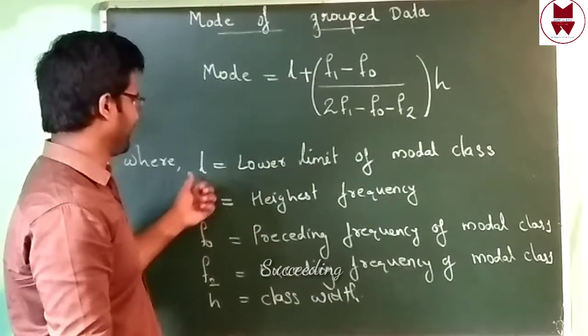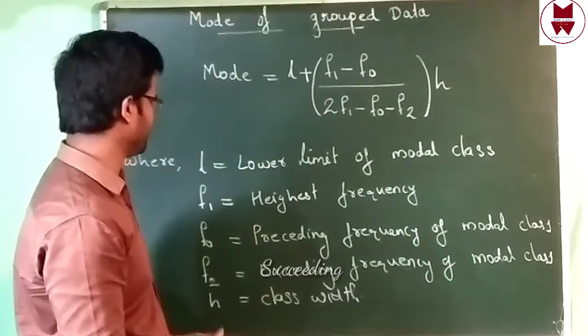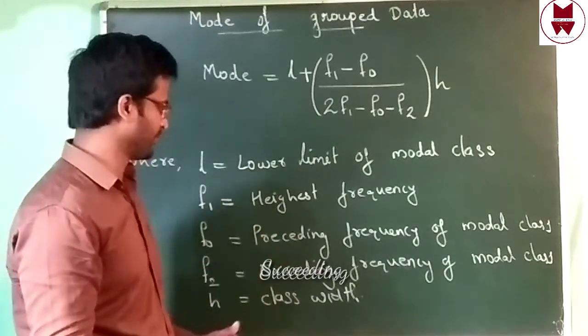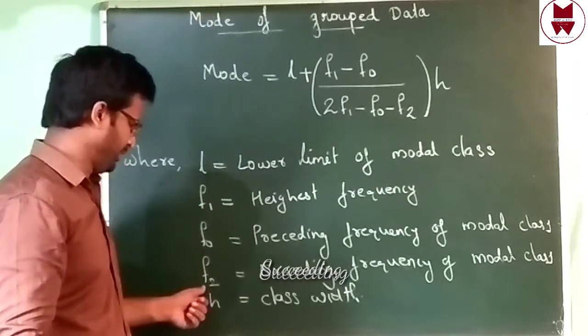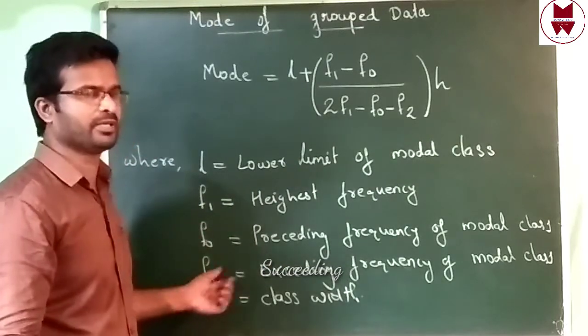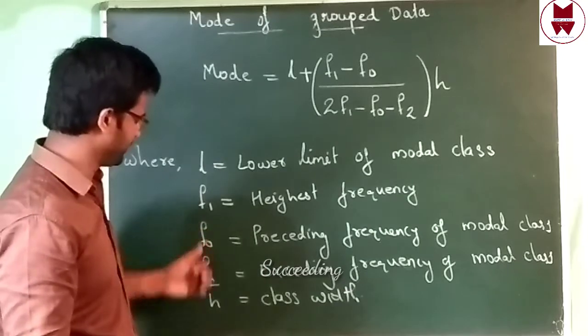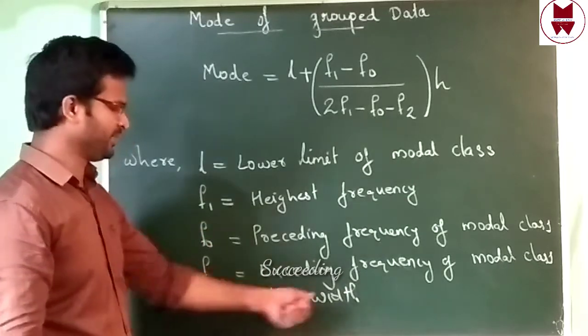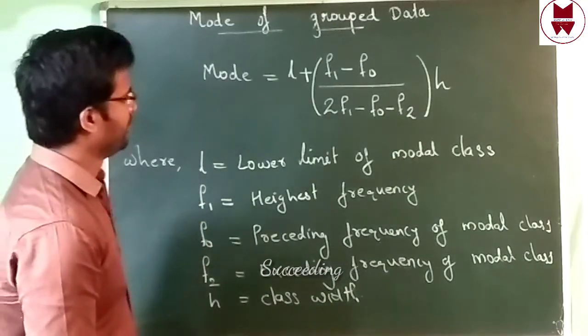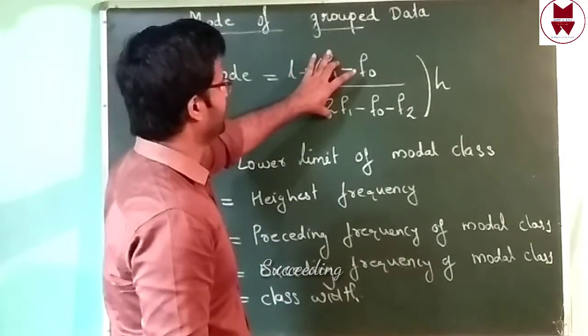In here, L means lower limit of modal class. F1 is the highest frequency. F0 and F2, when you do one problem, at that time you can understand what F0 and F2 are. H means class width. Only one thing: learn this formula by heart.